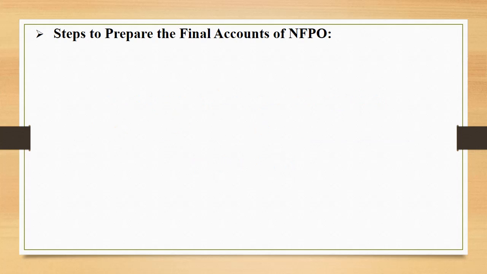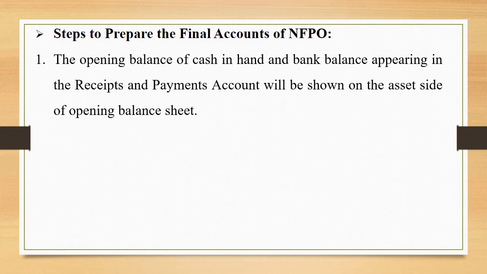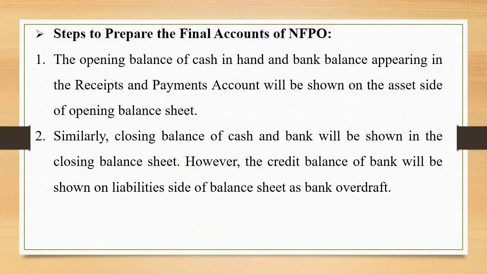To start with, we have the steps to prepare the final accounts of an NPO. The opening balance of cash in hand and bank balance appearing in the receipts and payments account will be shown on the asset side of the opening balance sheet. Please check this. This is a common error by the students while doing the sum. We need to record the opening balance of cash and bank from receipts and payments account in the opening balance sheet. Similarly, the closing balance of cash and bank will be shown in the closing balance sheet on the asset side, and if there is a credit balance of bank, that will be shown in the balance sheet on the liability side as bank overdraft.